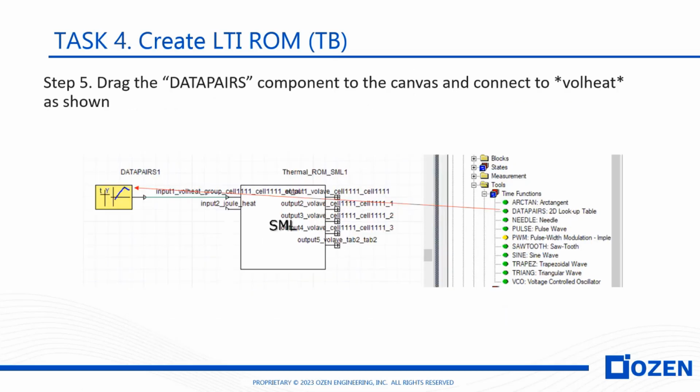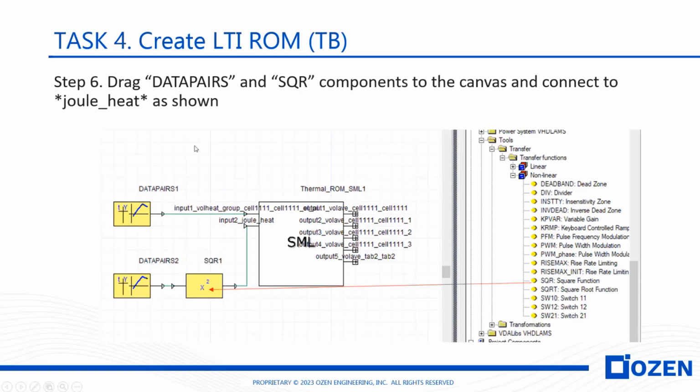Now we want to test this system, so that we're going to start defining a time versus voltage definition. So we tie a data pair to the input as shown here. In the step 6, we're going to tie a joule heat source as a function of time as shown here.